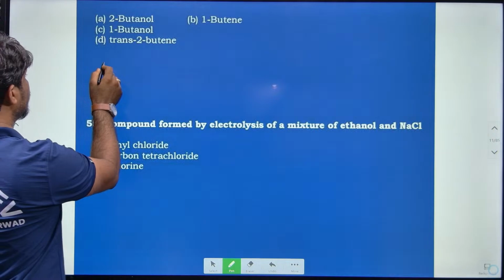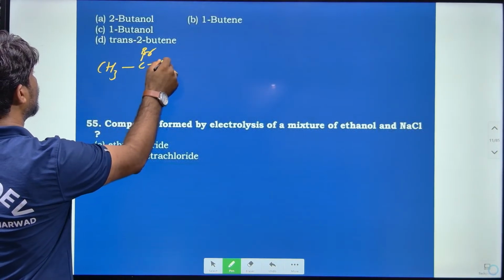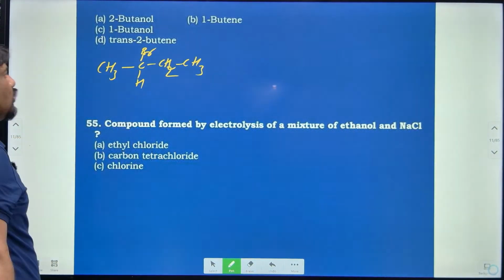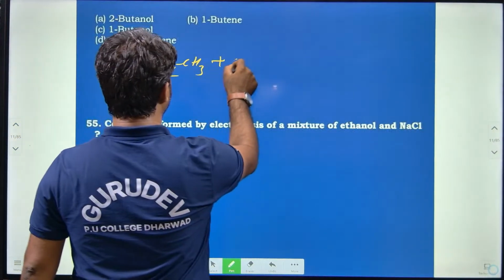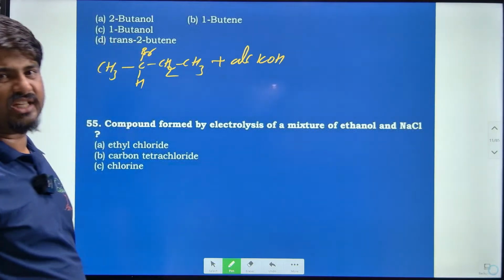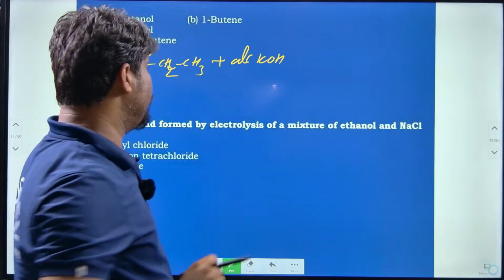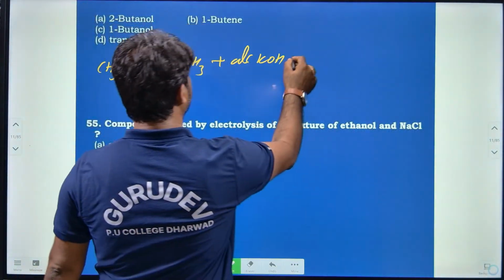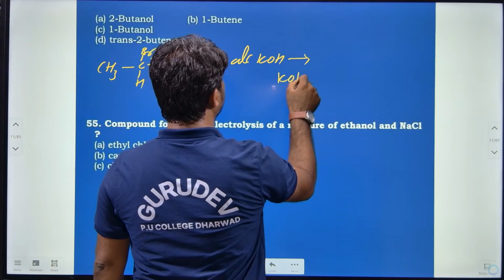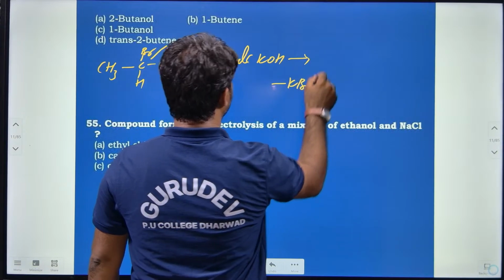So 2-bromobutane, CH3... Yes. When this 2-bromobutane is treated with alcoholic KOH, it undergoes an elimination reaction by following the Saytzeff rule. That's the reason why this Br is easily eliminated with K, forming KBr. Elimination of KBr takes place.